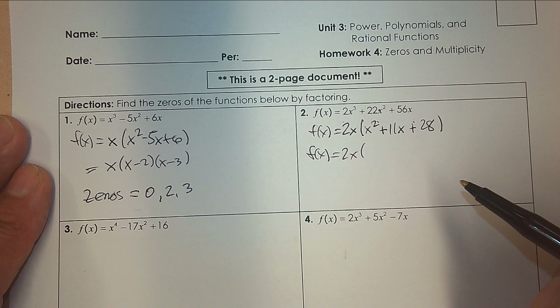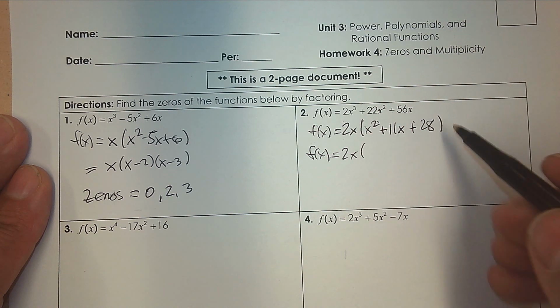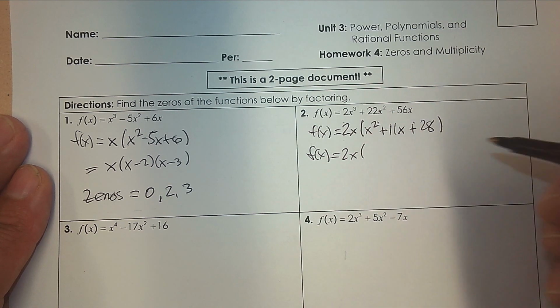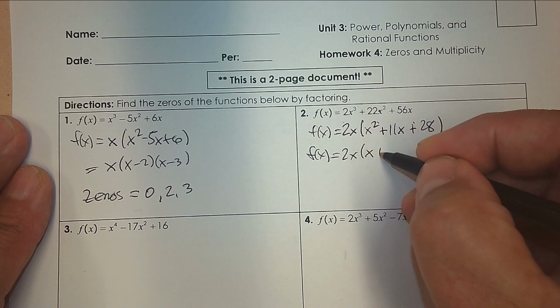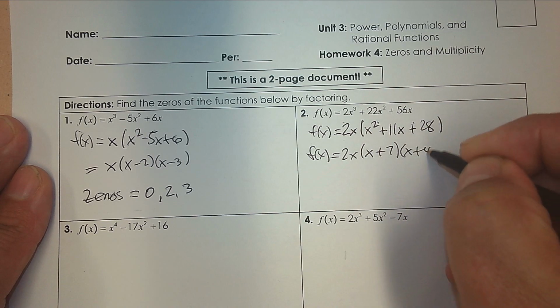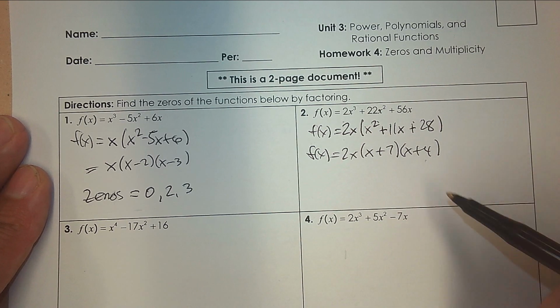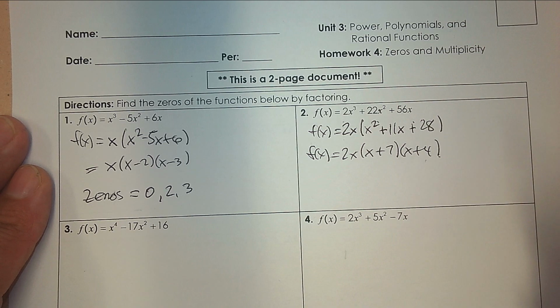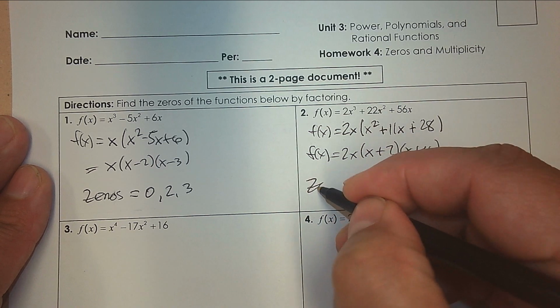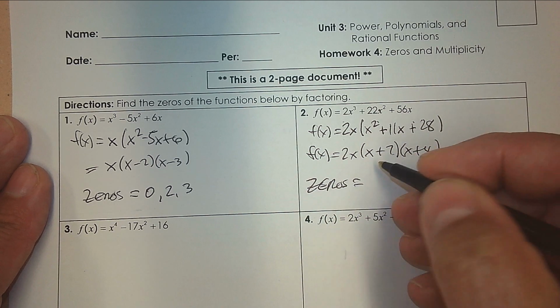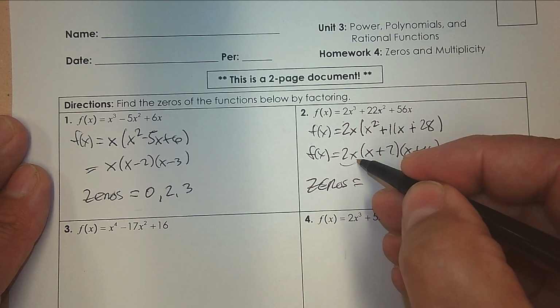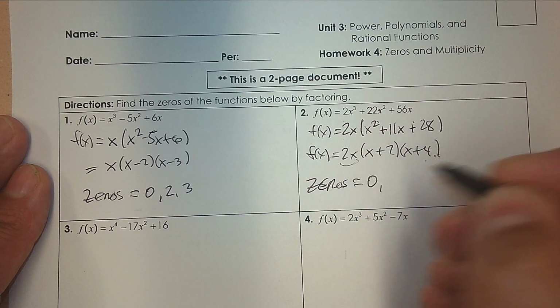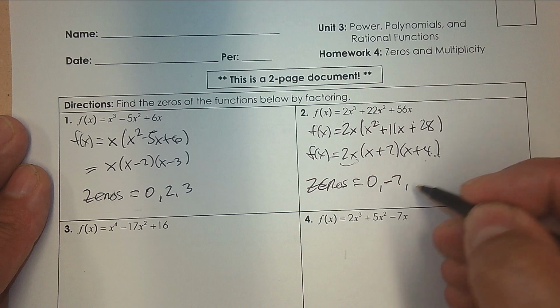Can you factor a simple trinomial? Two numbers that multiply to 28 and add to 11. So those numbers are 7 and 4. So 7 times 4 is 28, and they add up to 11. Order doesn't matter. And now that it's completely factored, you can tell me the zeros. So the monomial in front with the x, it's 0, then -7, and then -4.